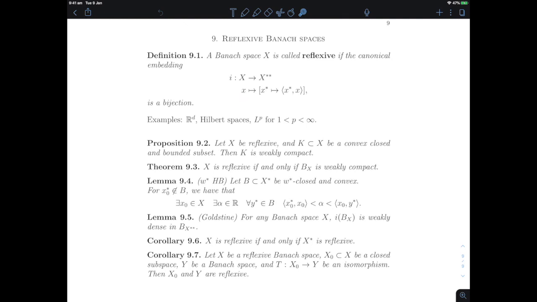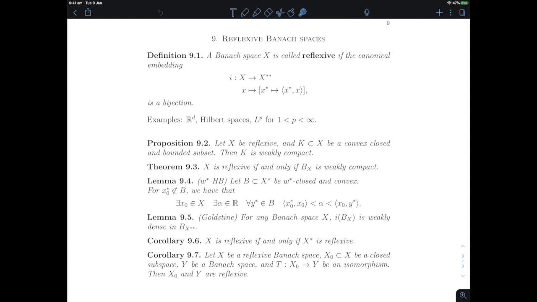However, not all elements of X double star in general will come in this form from an element of X. In general Banach spaces, you might have a lot more objects in X double star than just those maps. But in certain spaces, that map turns out to be a bijection. So every element in X double star really arises from an element in X.